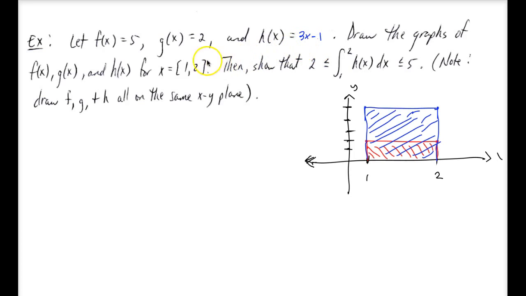So what we want to do now is draw the function h of x on here and see how it fits in between these two areas. So in red, I have the total area of the minimum value of what our function will be from x equals 1 to x equals 2. And I have the area in blue, whose height is going to be the maximum value for the function 3x minus 1 in between 1 and 2.